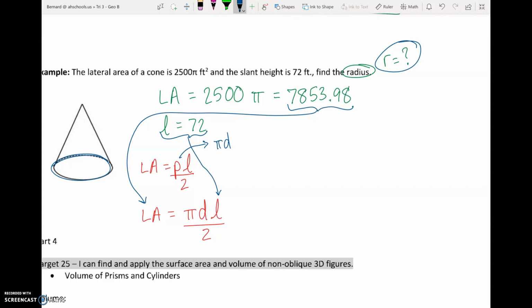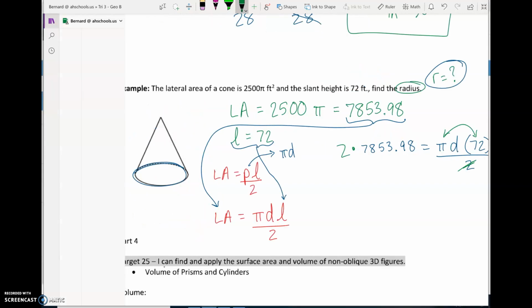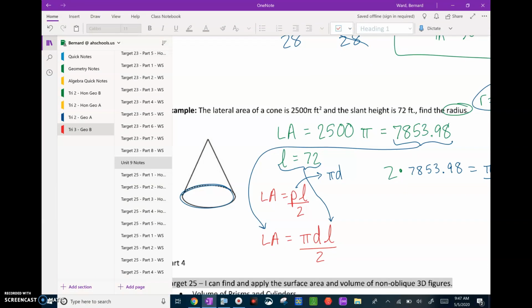So let's do that. Our lateral area equals 7853.98. And that'll equal pi times diameter times our slant height, which is 72, all divided by 2. Now, this is going to be a little bit complicated, but I am going to start by doing 2 things. Number 1, just like I did before, I'm going to times both sides by 2 to cancel out this fraction. And secondly, I'm going to figure out what 72 pi equals and put those 2 numbers together. So here we go.